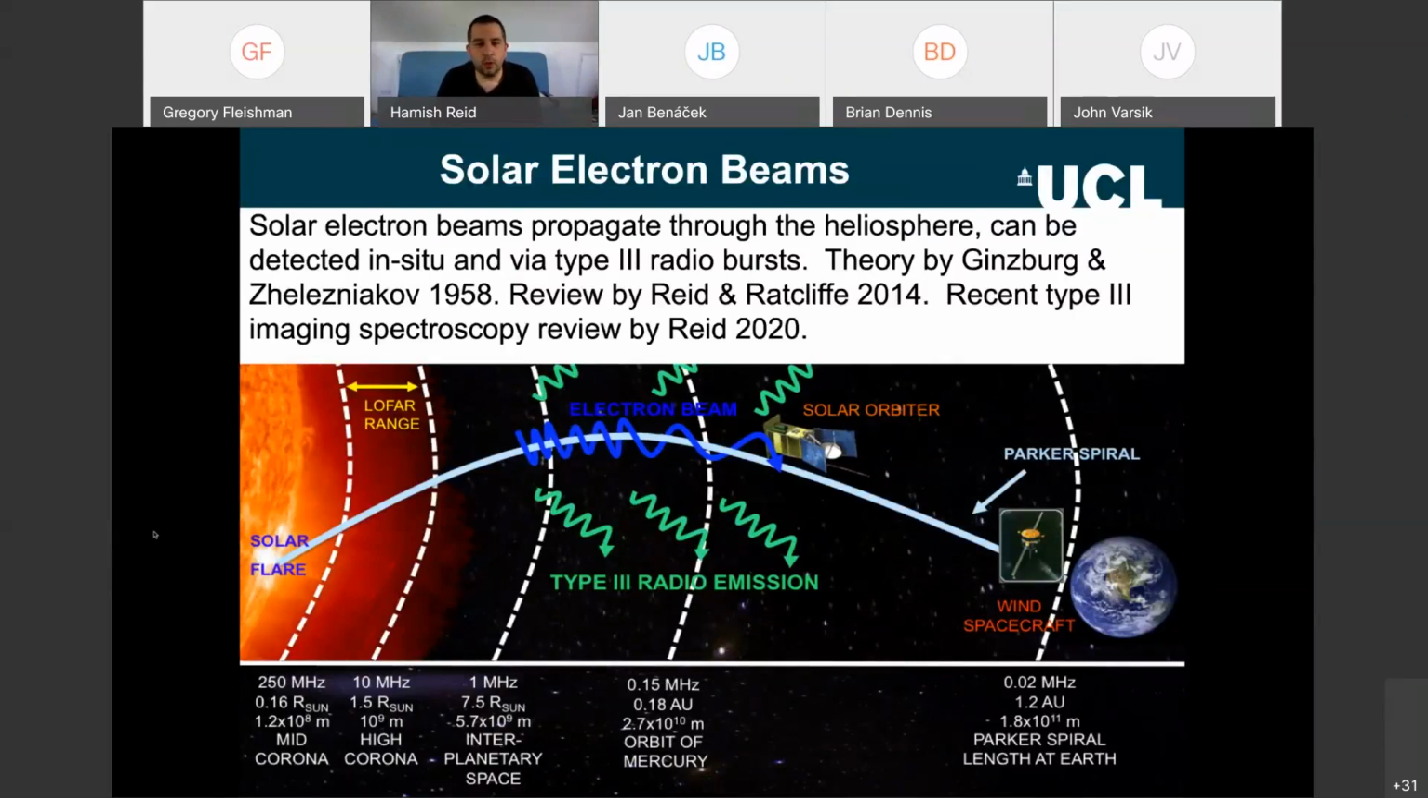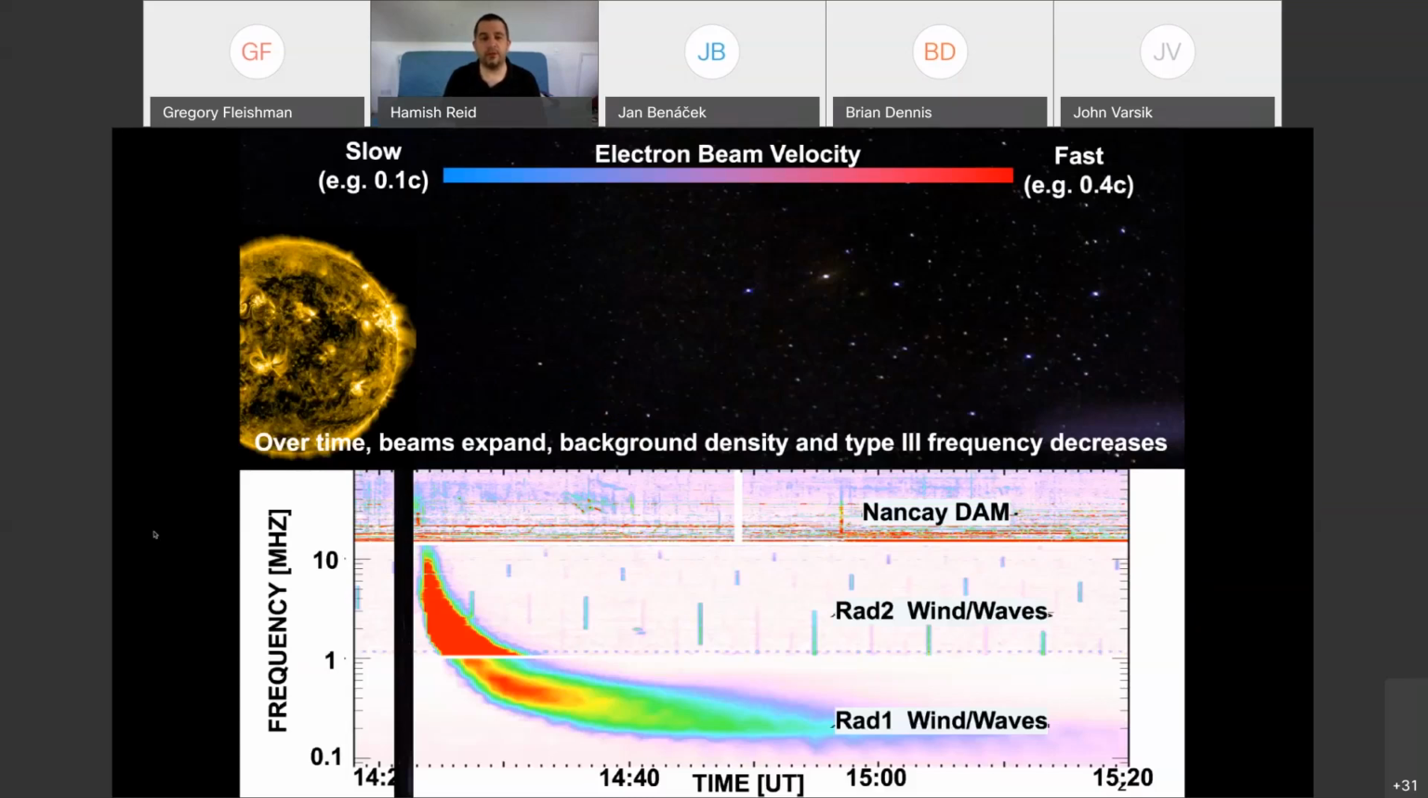So one of the most important features about these Type 3 radio bursts is that they change frequency as a function of time, and this is called the drift rate. And the drift rate reflects how the electron beam is moving through plasma with a decreasing background density. And so I've got this little schematic to highlight this.